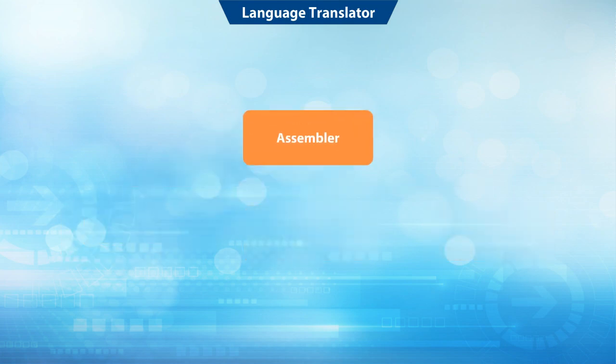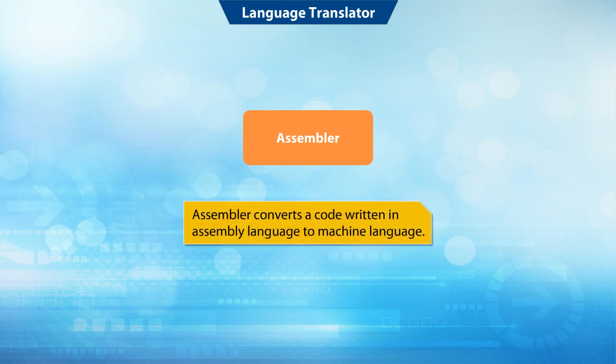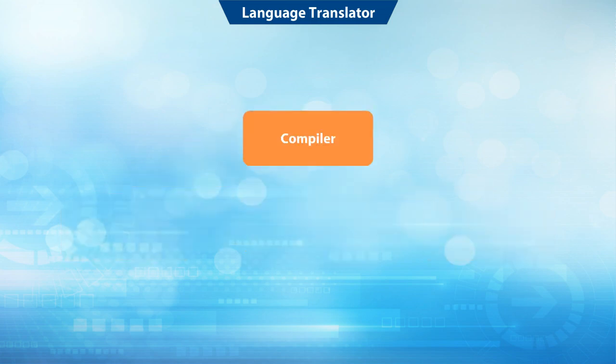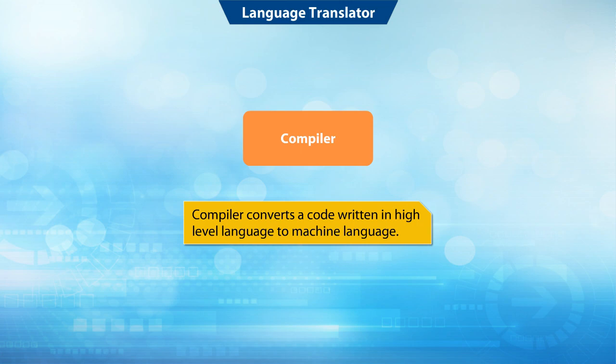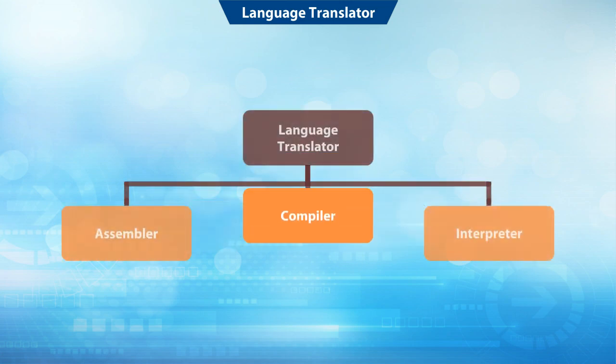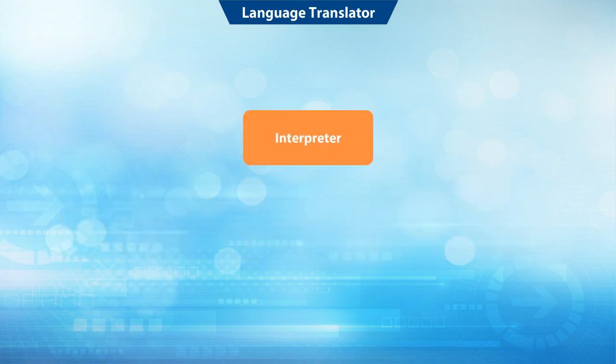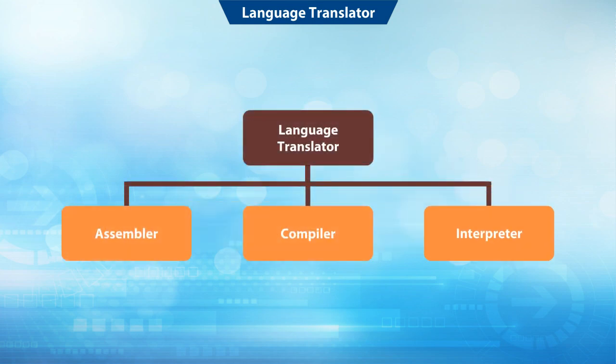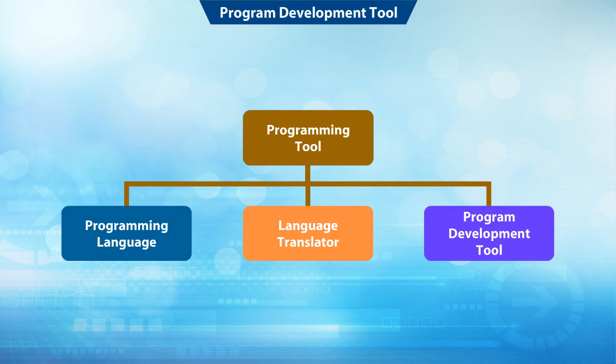The first translator is assembler, which converts a code written in assembly language to machine language. The second translator is compiler, which converts a code written in high-level language to machine language. And the third translator is interpreter, which translates a source code into machine code, line by line. Which takes us to the last programming tool, that is program development tools.